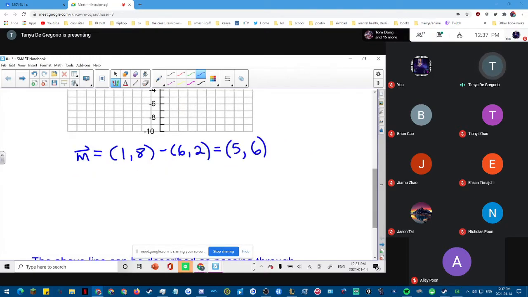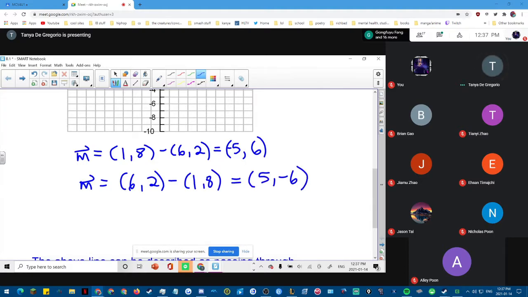Now, following the math that I've done here, I've got my negative here. However, I could have subtracted the other way, and I would get the exact same answer, just my negative would be with my y component rather than my x component, and it makes no difference. These are called direction vectors.